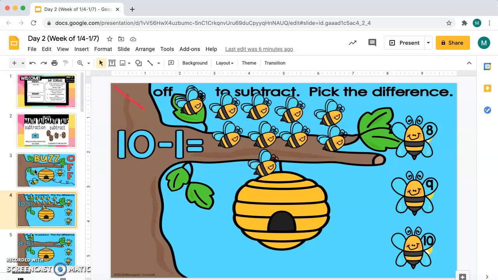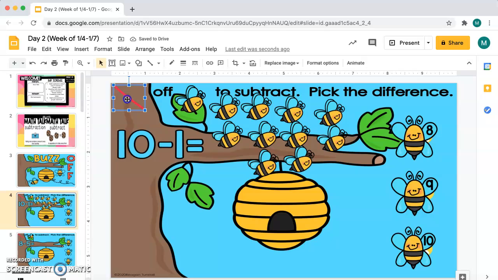So you're going to be moving these bees. They're all right here. You're going to move them to your bigger number. So it says your bigger number is 10. You're going to move that amount. So I put 1, 2, 3, 4, 5, 6, 7, 8, 9. I got to move one more bee. 10. Okay, so I have 10 bees all together right here.